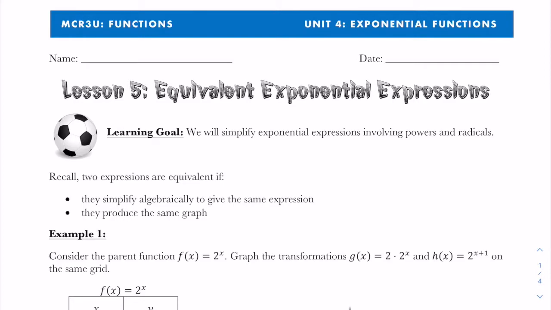A big theme that we talked about in Unit 1 was equivalency. You may recall, two expressions are equivalent if one of the following is true. Firstly, they simplify algebraically to give the exact same expression. Secondly, they produce the same graph. Let's explore this in example 1.